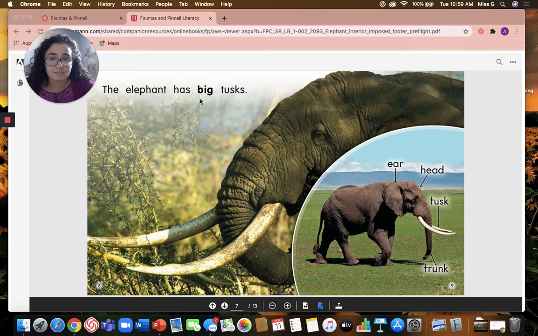The elephant has big tusks. And here we can still see that we have another label. We have the word head pointing to a head. We have the word ear pointing to the ears. We have the word trunk pointing to the trunk. And now we have the word tusks pointing to the elephant's tusks. Wow, the tusks are very long. What part of your body is like the elephant's tusks? I think that the tusks are the elephant's teeth. So this would be like your teeth or my teeth.